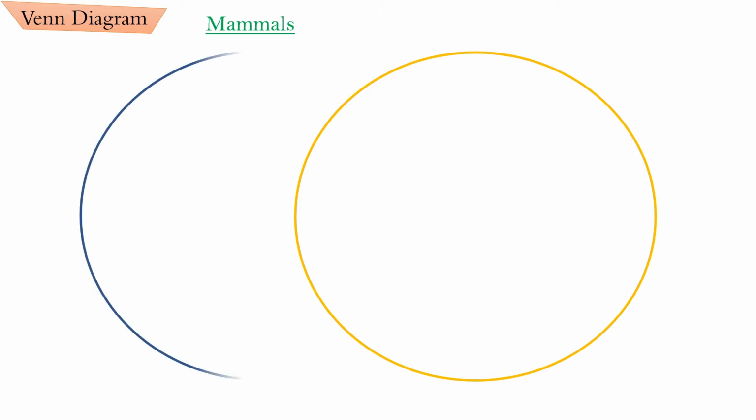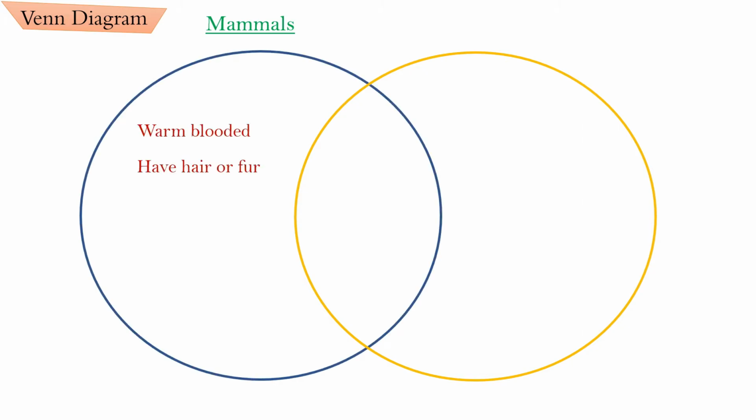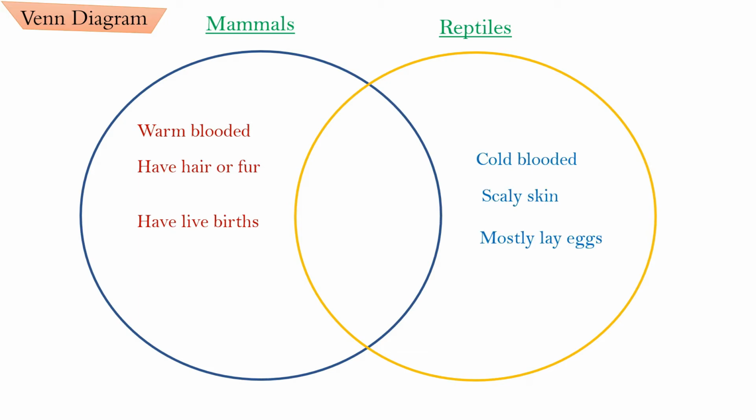Let's see another example between mammals and reptiles. These are the unique features of mammals, and these are the unique features of reptiles. So these are written here in the reptile circle. It is written here in the mammal circle, and the similarity between them can be written here.